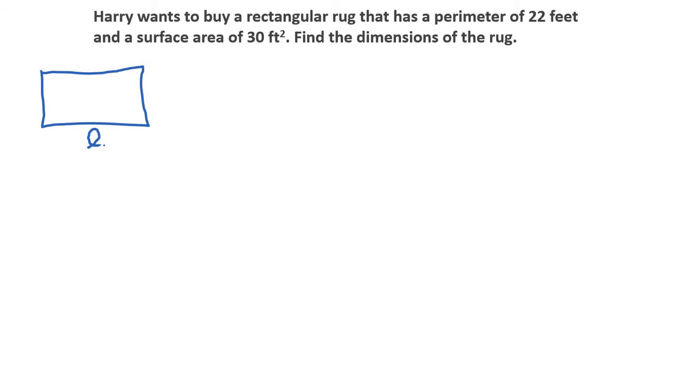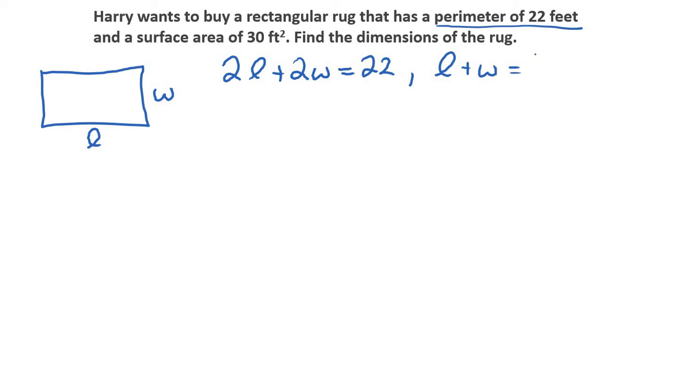So we've got a rug, we've got a length, we've got a width. Let's identify what we know. So the perimeter is 22 feet. Well, perimeter is the length, the width, the length, the width. So just adding up all the sides. So 2L plus 2W would equal 22. And if we wanted to simplify that, we could divide 2 out of that. So L plus W equals 11.